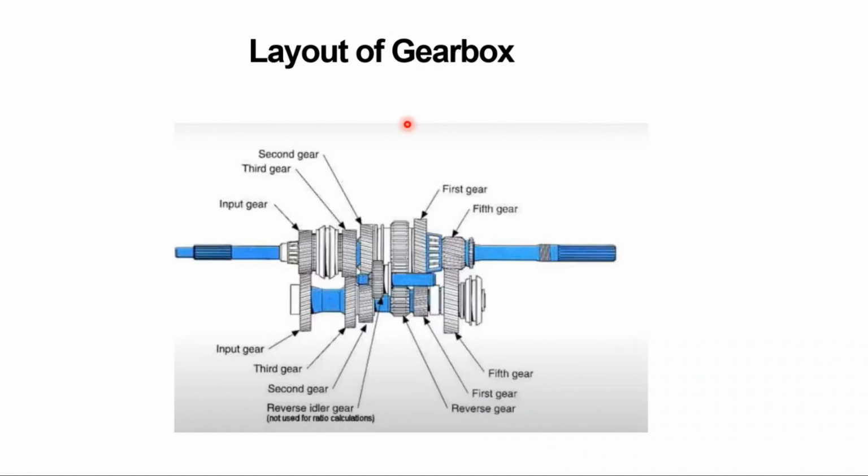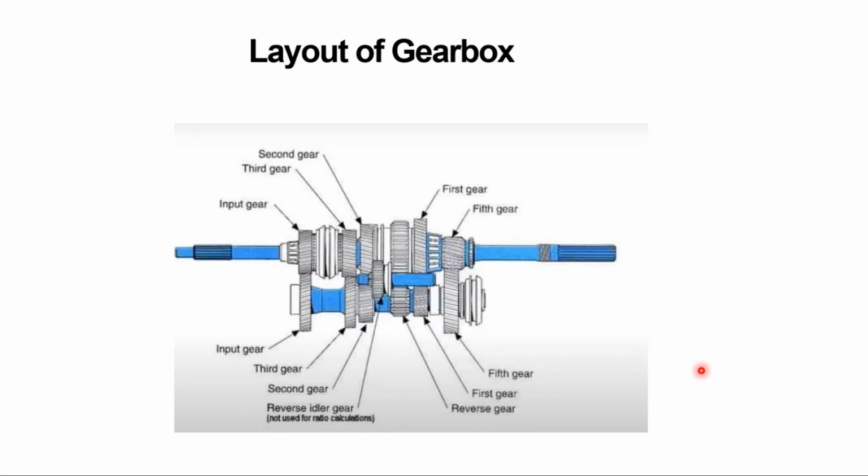This is the typical layout of a 5-speed gearbox. I will start with the 3-speed, 4-speed, then go with the 5-speed, but this is just a layout of how it looks, just for an example. This is how it looks when the first gear is engaged. This is for the first gear, and this is for the second gear application. This is for the third gear application. This is the input gear. You have the fourth gear and this is the fifth gear. And you also have the reverse idler gear.